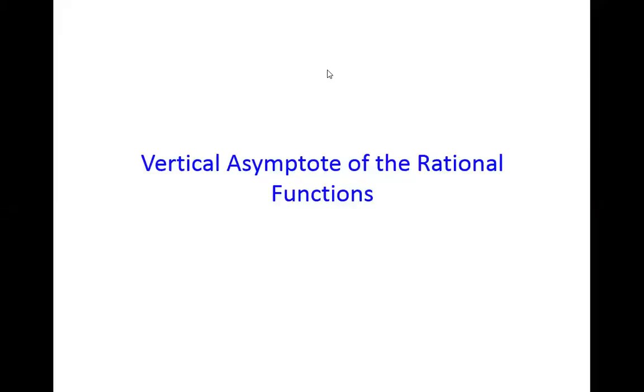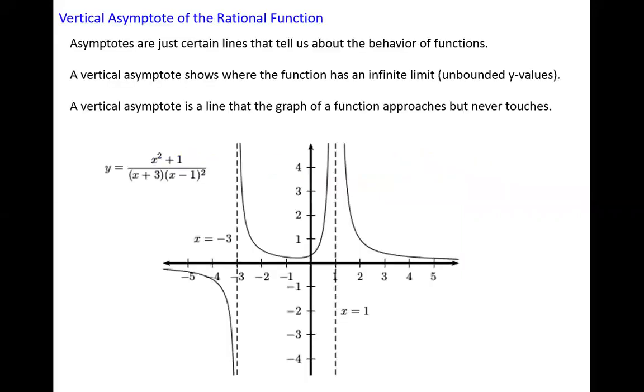In this video, I'm going to discuss the vertical asymptotes of rational functions. Asymptotes are just certain lines that tell us about the behavior of the function, how the function behaves at certain points. Vertical asymptotes show where the function has an infinite limit, an unbounded y value.